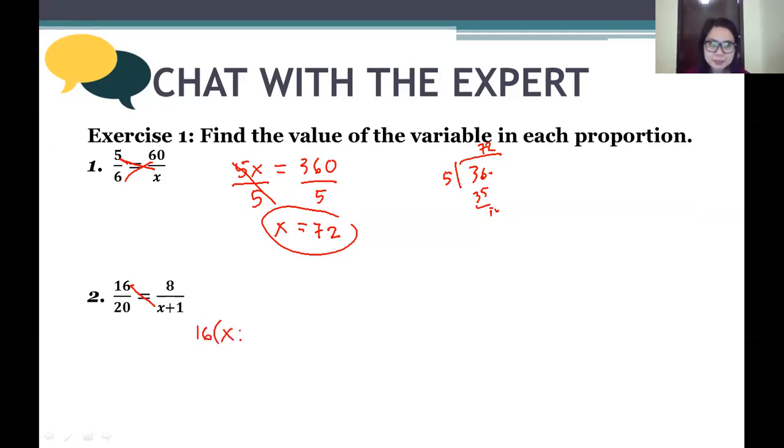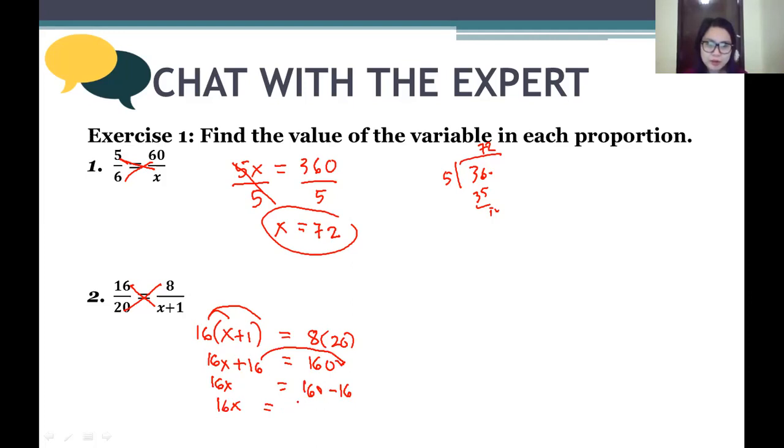16 times X plus 1 is equal to 8 times 20. So we will distribute it. That's 16X plus 16 is equal to 160. So 16 will transfer to the other side. 160 minus 16. 16X is equal to 144, divided by 16. So X is equal to 9. Very good, Tatiana.